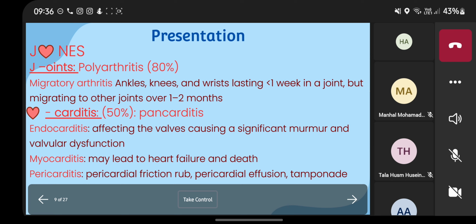It will be endocarditis, inflammation of the endocardium itself, resulting in significant murmur and valvular damage or dysfunction. Myocarditis, leading to heart failure, and pericarditis, which will result in friction rub or pericardial effusion in this case. If it progresses to cardiac tamponade, this is a medical emergency.